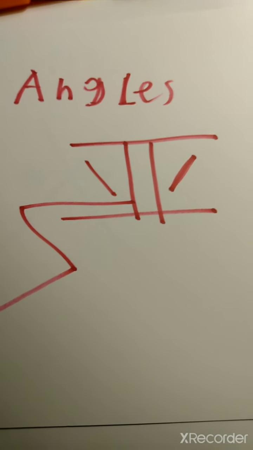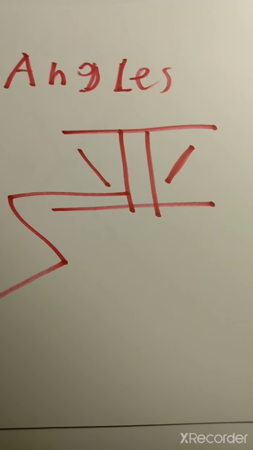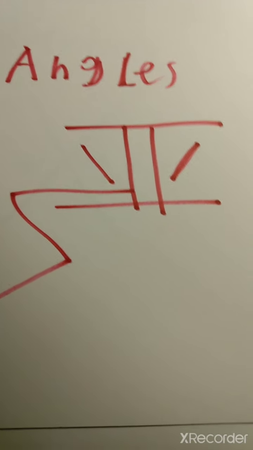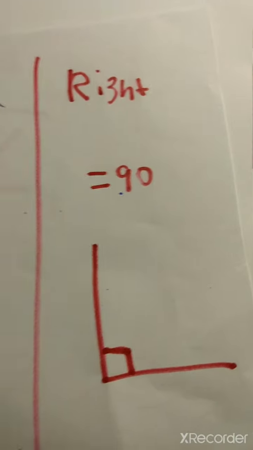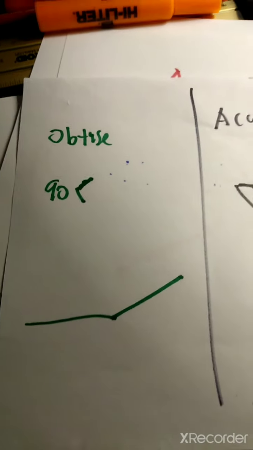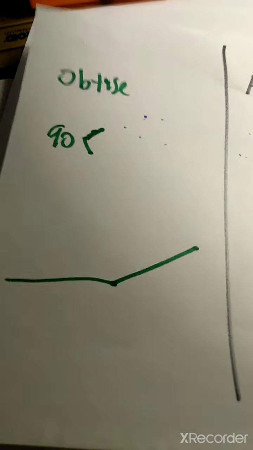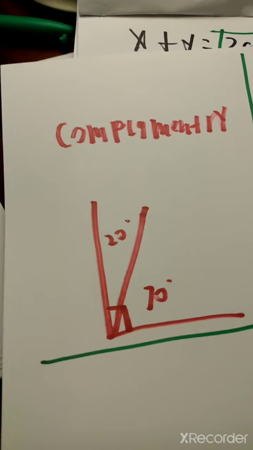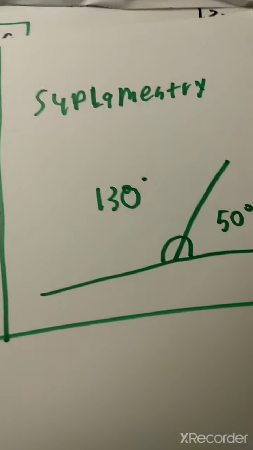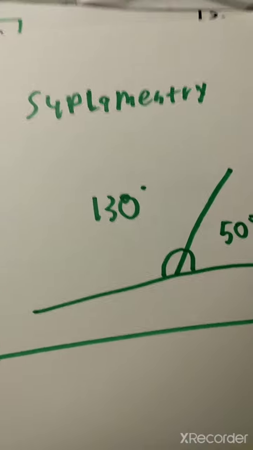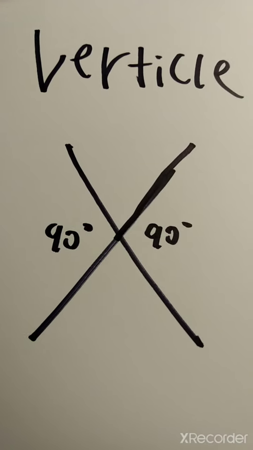So, in the past videos, we have been reviewing angles such as right angles, acute angles, and obtuse angles. But wait, there are even more types of angles. There are complementary angles, supplementary angles, and vertical angles.